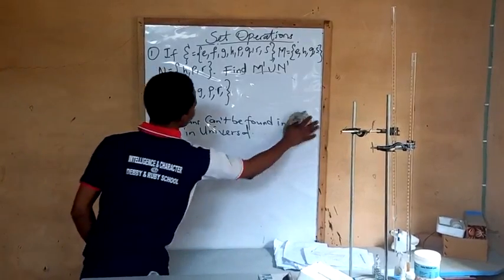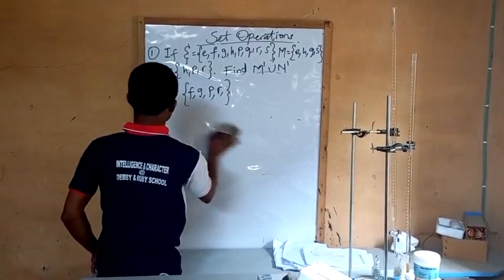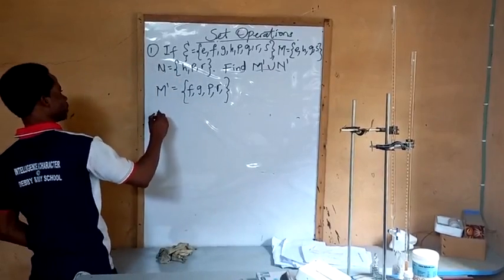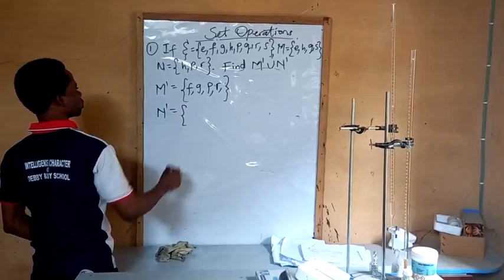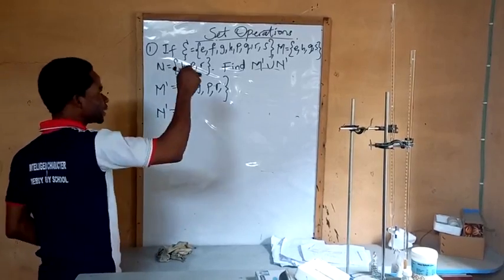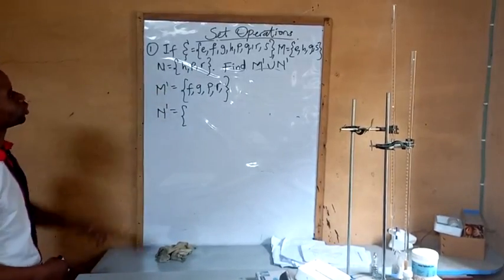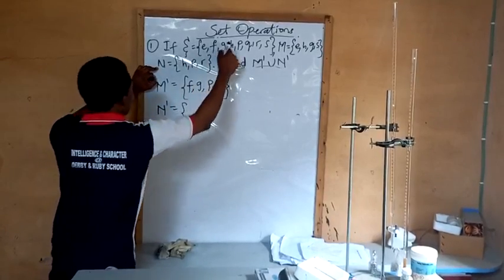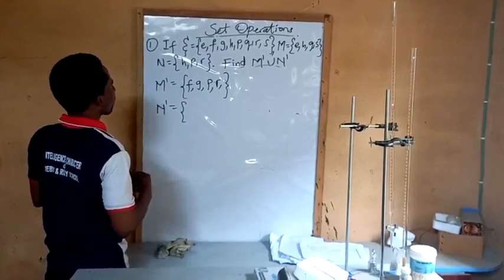Now let's go to, as you can see, they say M prime union N prime. Let's do the N prime. That means it cannot be found in N, but it is found in universal. So for N, we have H. So we have H universal.